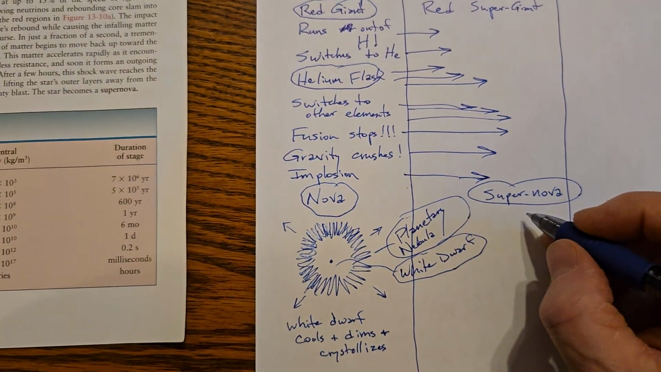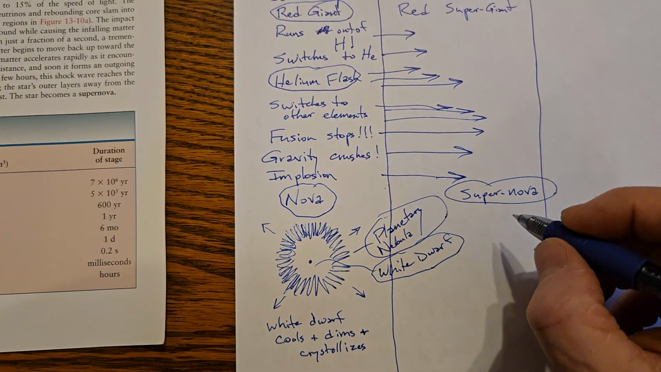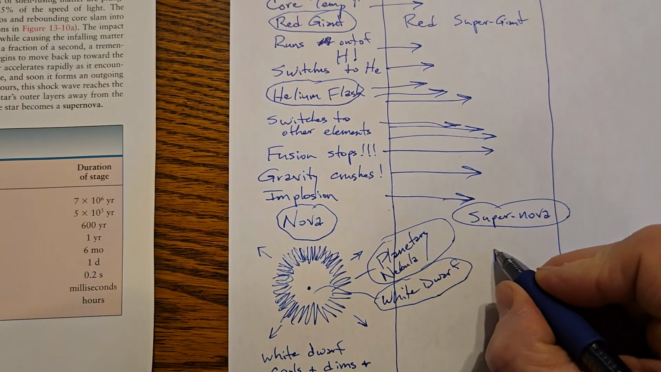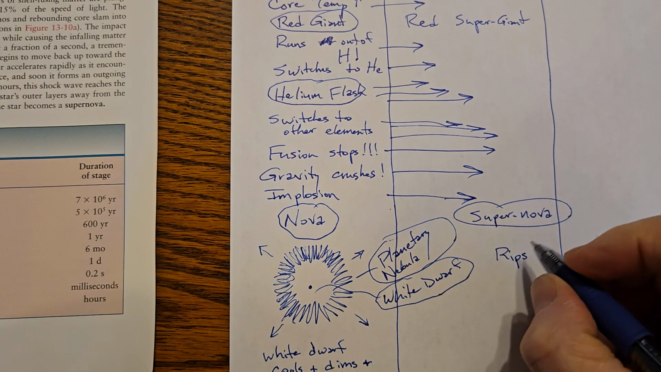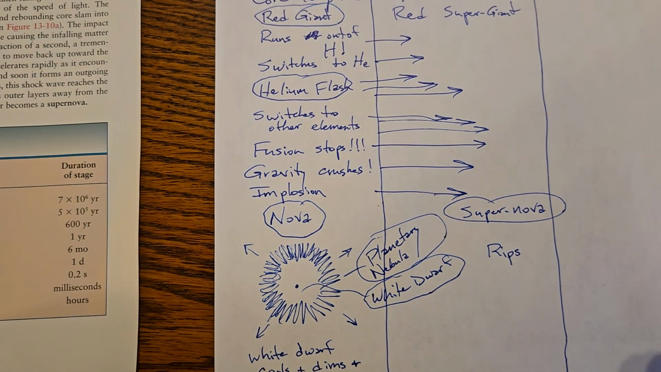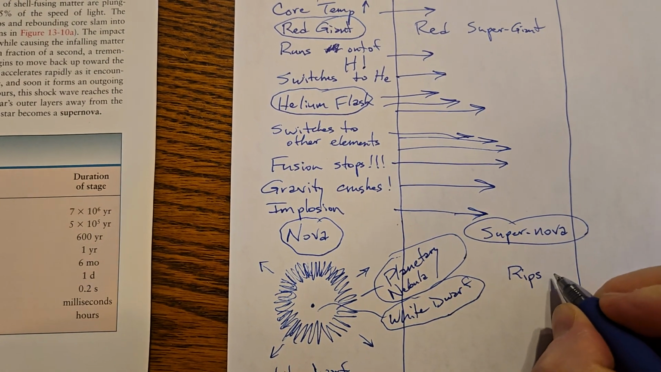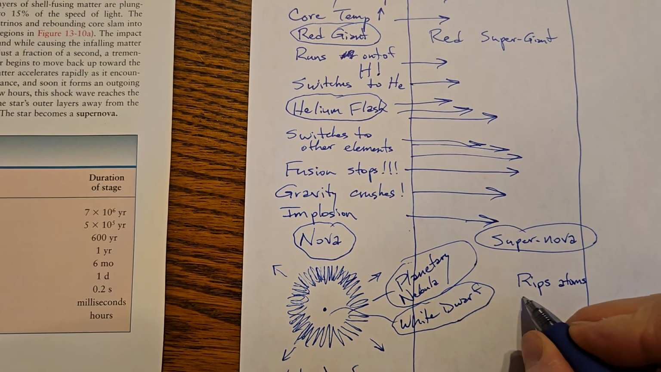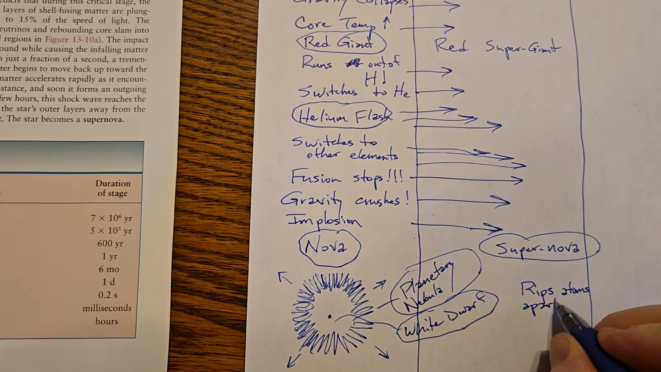This is one of the biggest explosions in the universe. One of. Okay. And it's so violent, it's able to actually rip the atoms apart. And atoms are some of the strongest things in the universe. The things that hold them together. Rips atoms apart. And there's a lot of atoms in a star. Rips atoms apart, exclamation point.